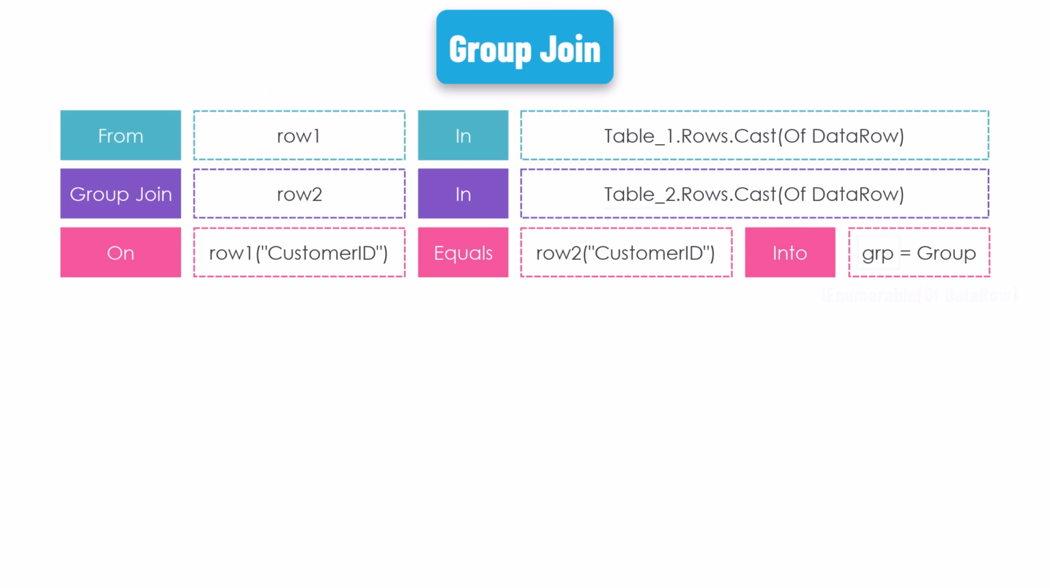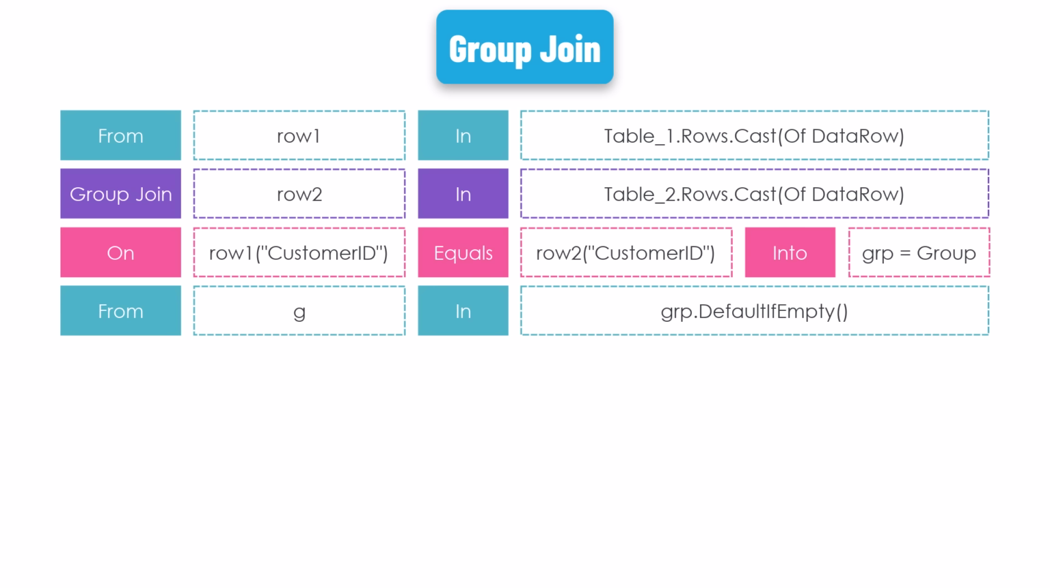Therefore I will add a new from clause, to iterate the rows inside the group variable. Now I have the variable g, which represents the rows inside the group, and it's of type data row. I added the function default if empty for the group. I will explain this function later in the next videos. For now you only have to learn the following. This function is to get the default value of the variable, if this variable is empty.